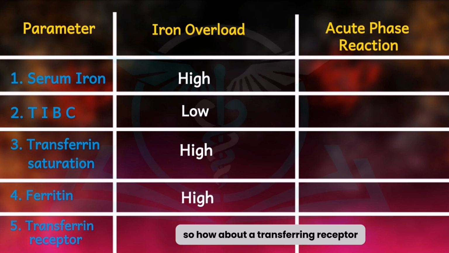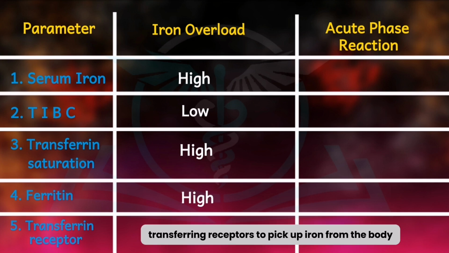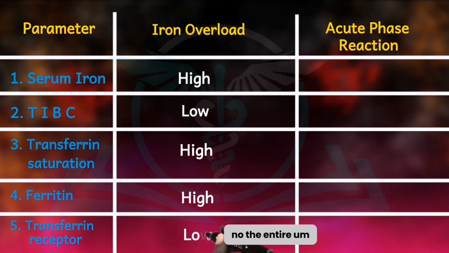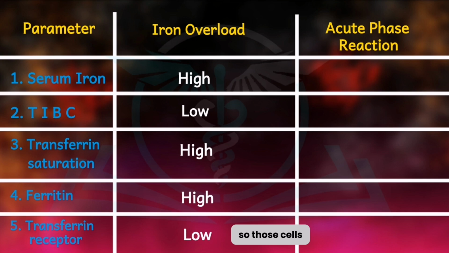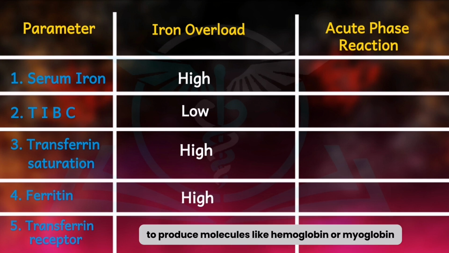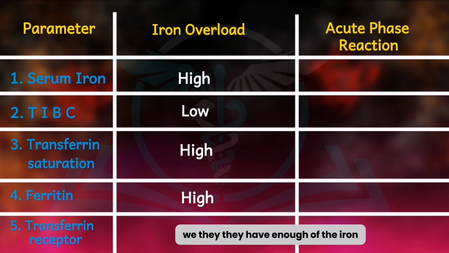So how about the transferrin receptor? Do you think that they should express more transferrin receptors to pick up iron from the body? No, the entire iron level in the body is high. So those cells which need iron to produce molecules like hemoglobin or myoglobin, or to even store them as ferritin or hemosiderin, they have enough of the iron, so they don't see any reason why they should express more transferrin receptors as though they are hungry for iron when there is more than enough iron in the body.